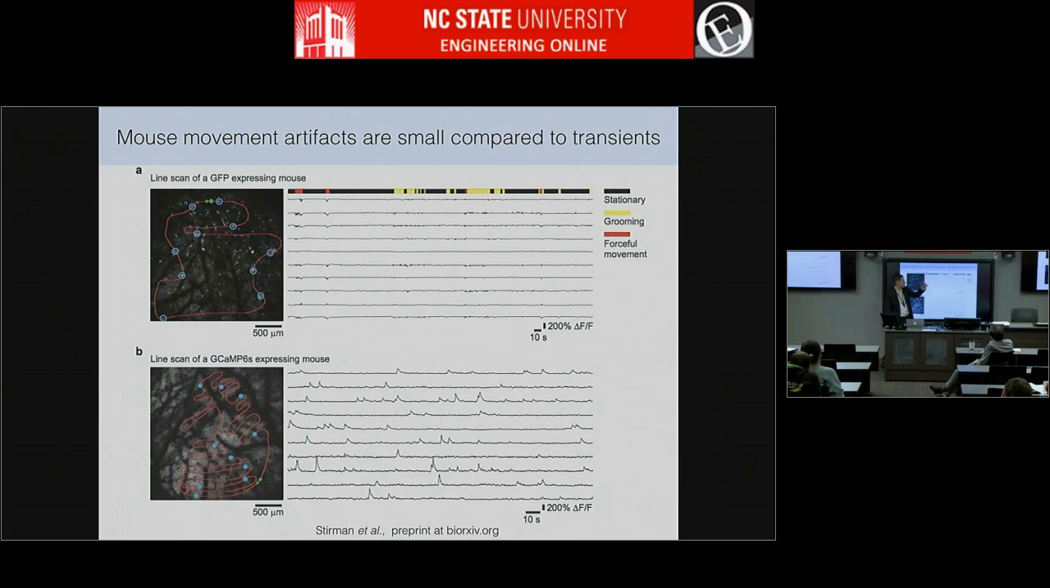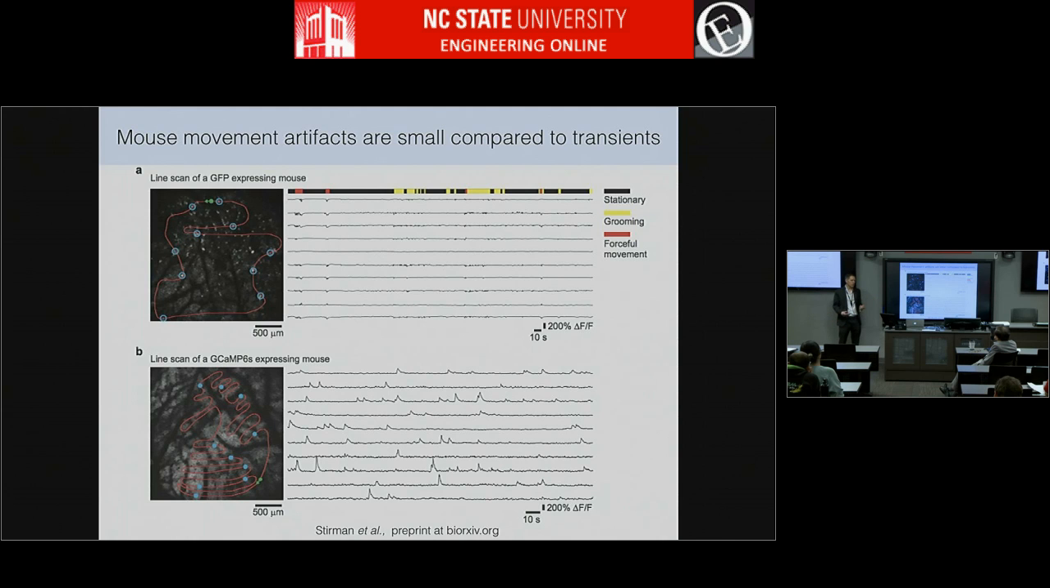Black is stationary. Yellow is kind of a grooming motion, where they'll bring one paw up and rub their whiskers. And red is a very forceful movement, where they're maybe trying to torque themselves against the restraints that they're in. You can see that those cause changes in fluorescence, but they're really small compared to the fluorescence transients. These are shown at the same scale, 200% delta F over F. They're relatively small, and they tend to be negative, not positive, because usually a structure in a region of interest is moving out of that region rather than moving into it. The background's black; it's not white. So if there's any kind of misalignment, it tends to be negative rather than positive. So it's plausible that you could use this approach in a behaving mouse as well.